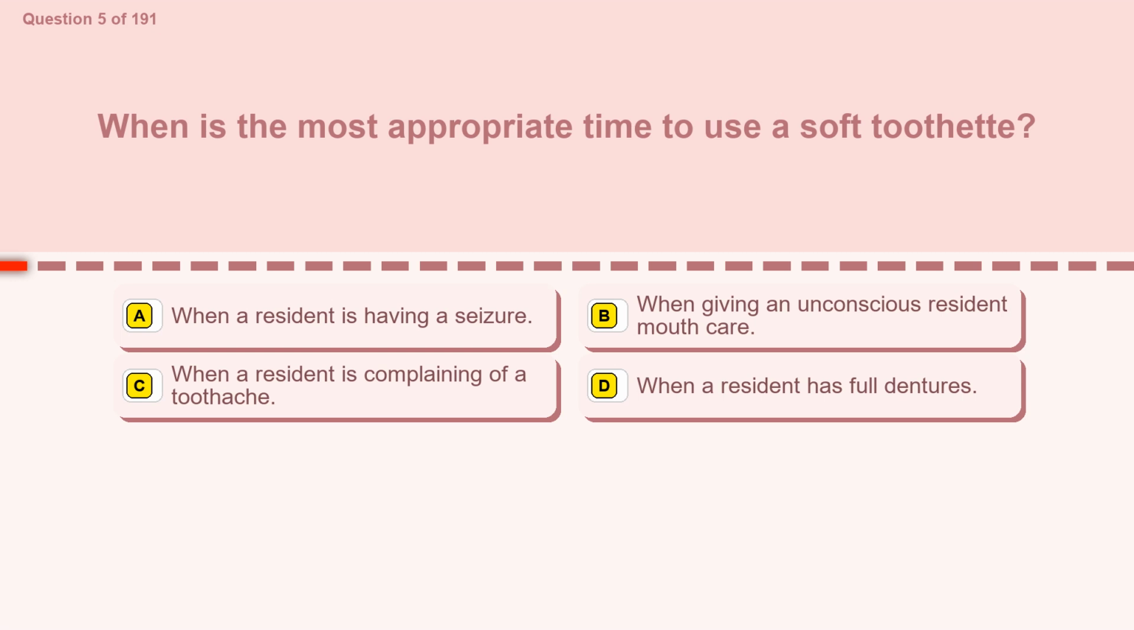Question 5. When is the most appropriate time to use a soft toothette? Option A. When a resident is having a seizure. Option B. When giving an unconscious resident mouth care. Option C. When a resident is complaining of a toothache. Option D. When a resident has full dentures.